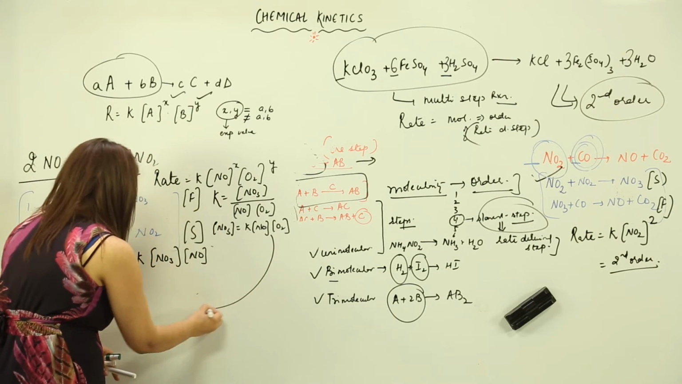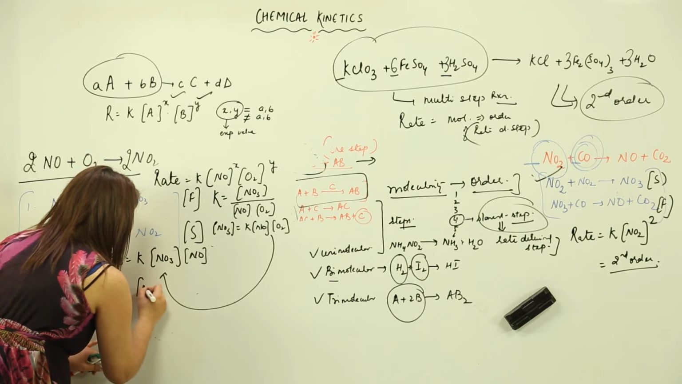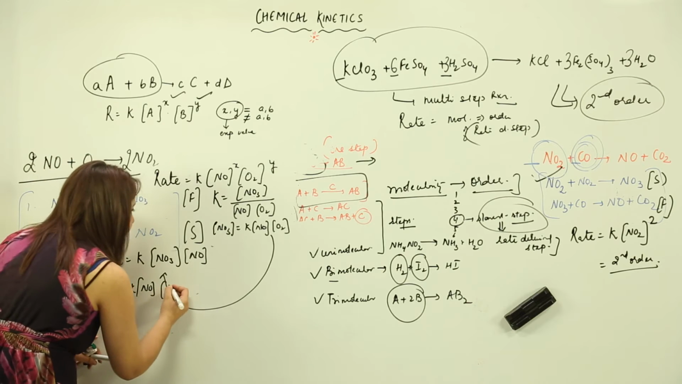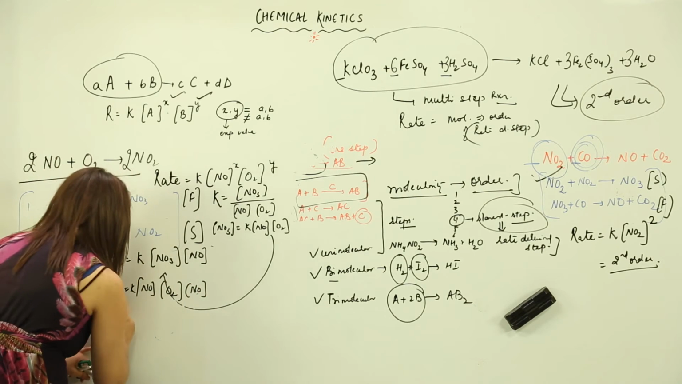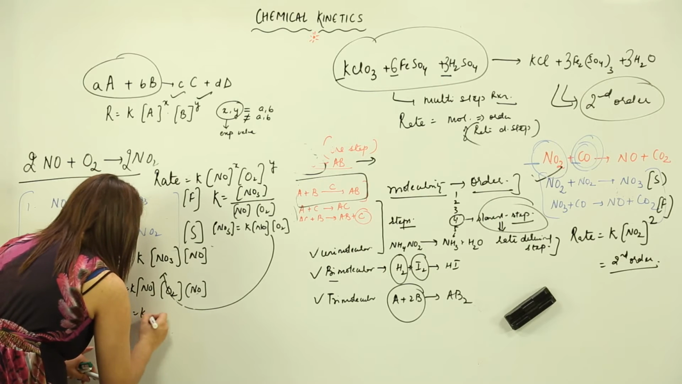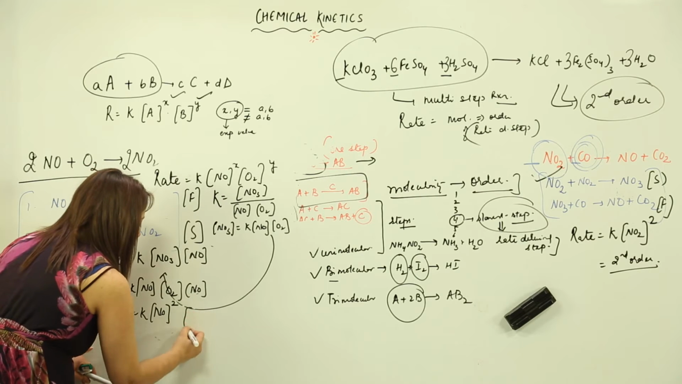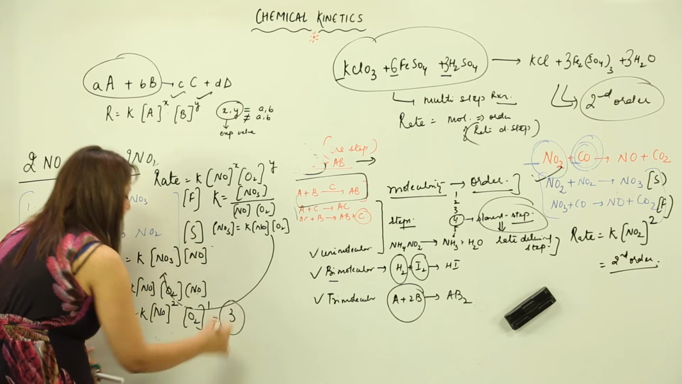So NO3 is going to be K, concentration of NO, O2, and then NO. So we can write rate is equal to K, concentration of NO, we have 2NO, so raised to power 2, and then O2 raised to power 1. So obviously the order is going to be 3.